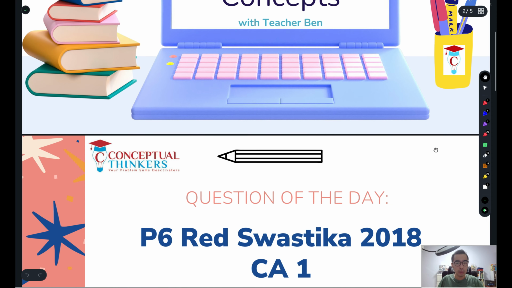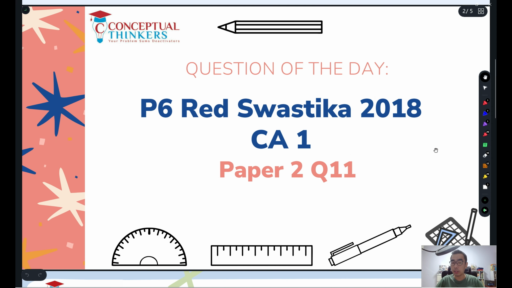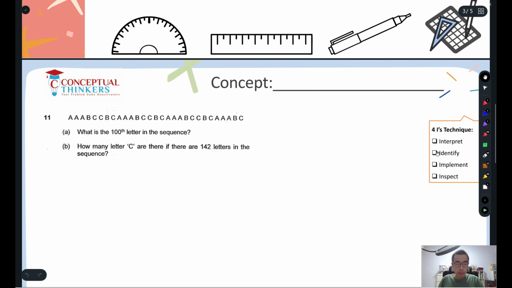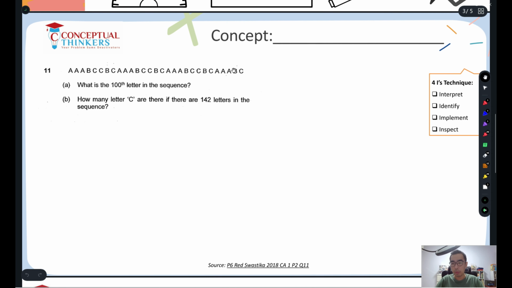Now for today's video, we will be discussing P6 Red Swastika 2018 CA1 Paper 2 Question 11. As you can see from this question, it's actually a number pattern question. So let's start and interpret the question. We have this row of letters here. They are asking what is the 100th letter in the sequence. Then for part B, they want to know how many letters C there are if there are 142 letters in the sequence. So it's pretty easy to identify the concept. This is a number pattern question.